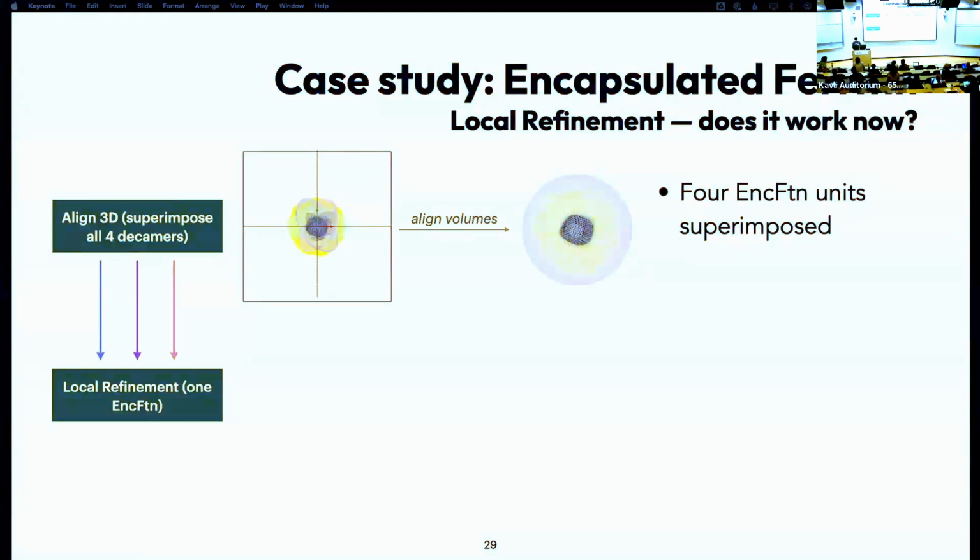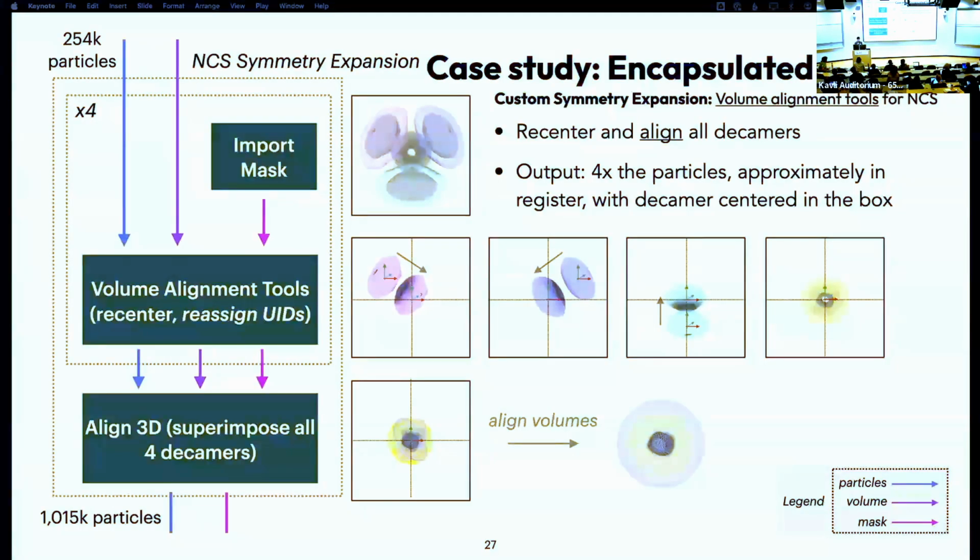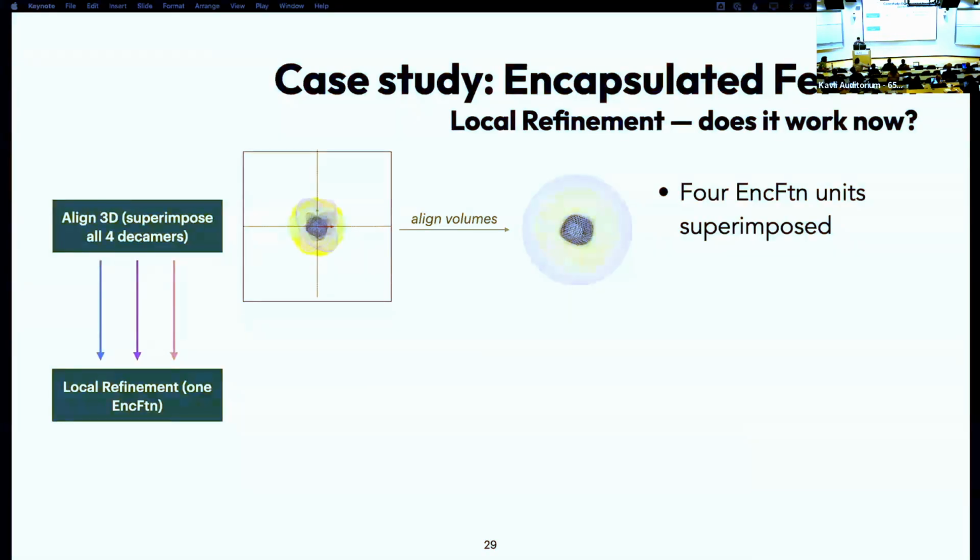Okay, so just to recap from the previous slide, now we have quadrupled the number of particles in our data set, from 250,000 to 1 million particles. And we have superimposed them coherently using a combination of volume alignment tools and the align 3D maps job. Now I wanted to retry local refinement for the second time to see if it works now. And this last step from the custom symmetry expansion was the align 3D job where we superimpose all 4 of them. So I'm showing that up here on the top.